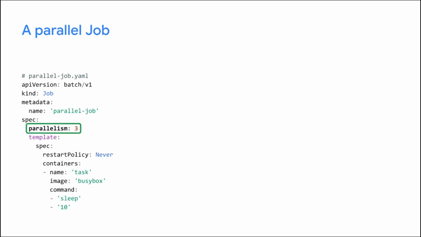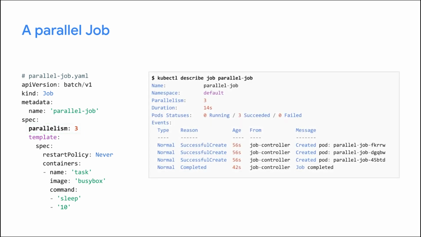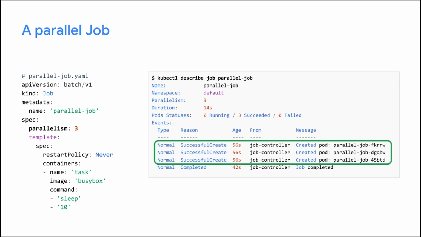Now, how do we make a parallel job? That is, how do we create a job that executes more than one task? Well, you can simply set the field parallelism in the job spec. In this example, the job controller will create three equivalent pods that will all run to completion before the job is declared as completed, as you can see when you inspect this job.